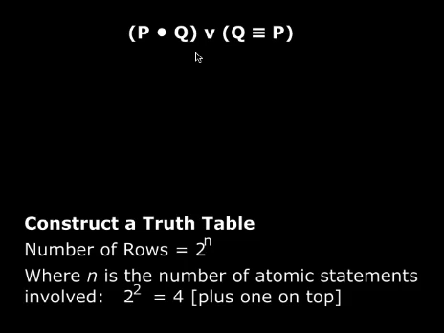If we had P, Q, and R, that would be 3. P, Q, R, and S would be 4. So here we have 2 atomic statements. And 2 to the second power, 2 squared, is 4. So we're going to need 4 rows. We're also going to add 1 row on the top where we will write the statements themselves. So really it's 2 to the n plus 1. You'll see what I mean by that in a moment. But officially it's 4 rows.